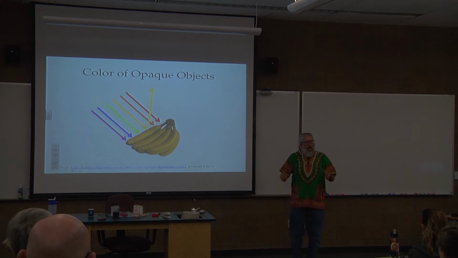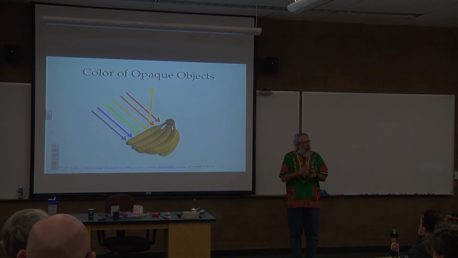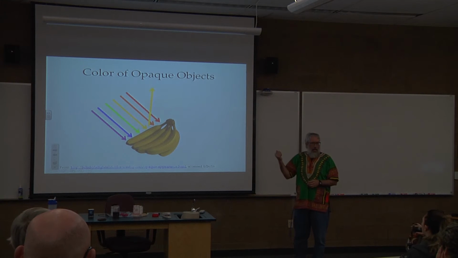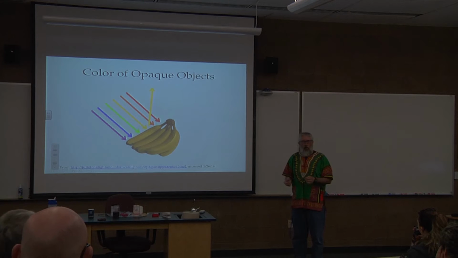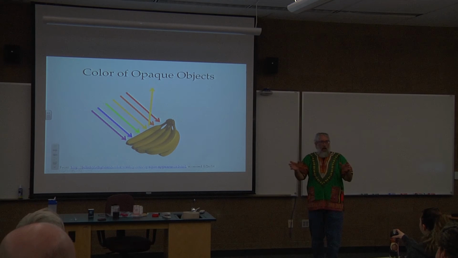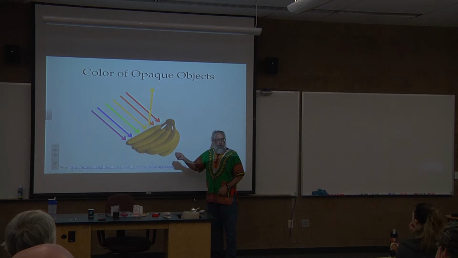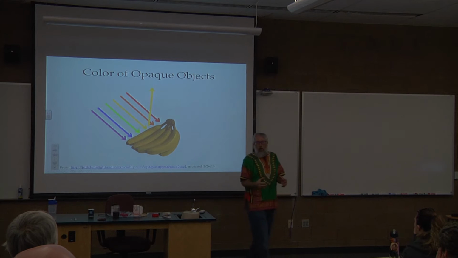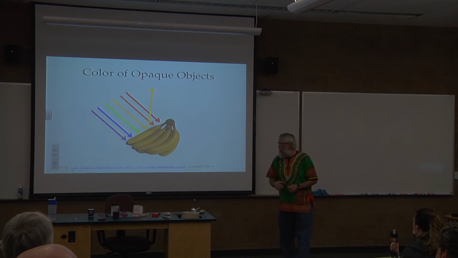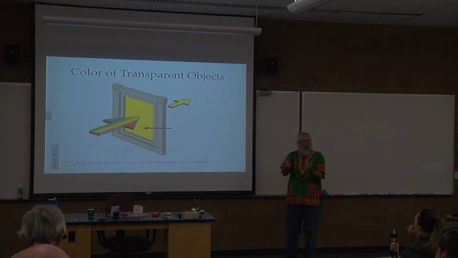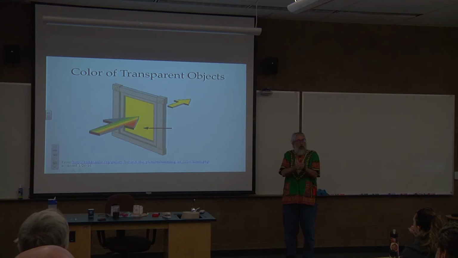So when we see objects, what we see depends upon what's absorbed, what's reflected, what's transmitted. For opaque objects like these bananas, we see them as yellow, as long as they're ripe enough, and not overripe. But we see them as yellow because yellow wavelengths of light are reflected off the surface, and all the other wavelengths of light are absorbed by the bananas. If it's a transparent object, the color that we see is what passes through, or what is transmitted through the transparent object.